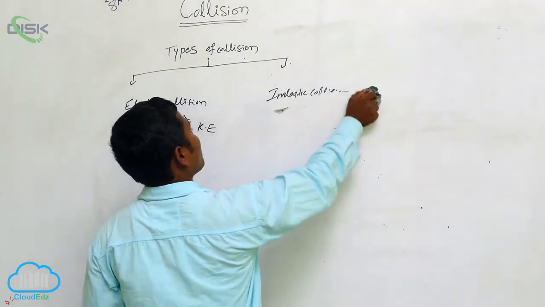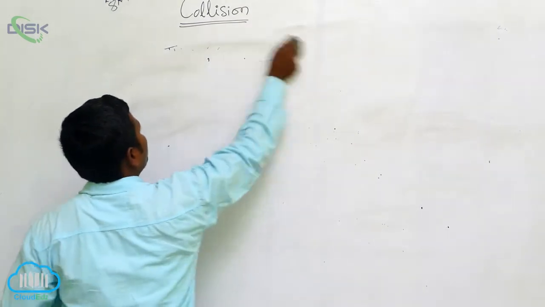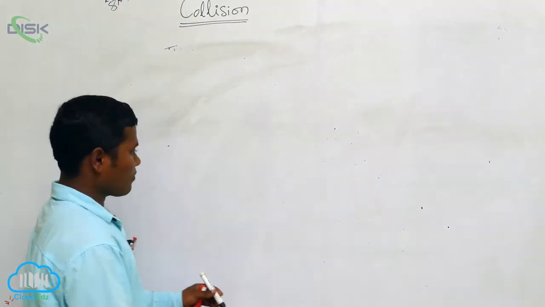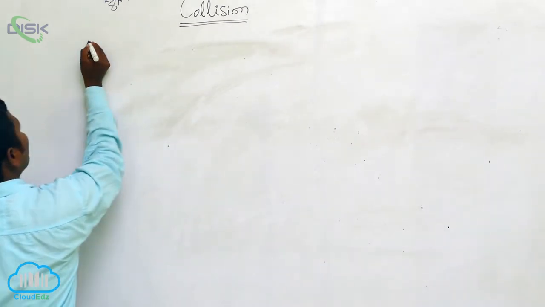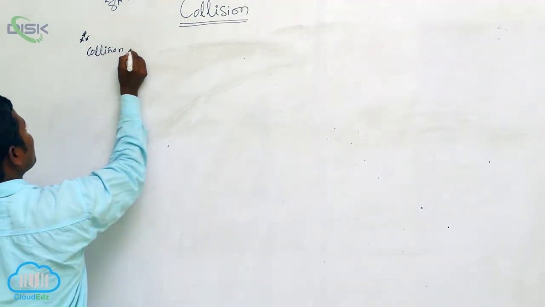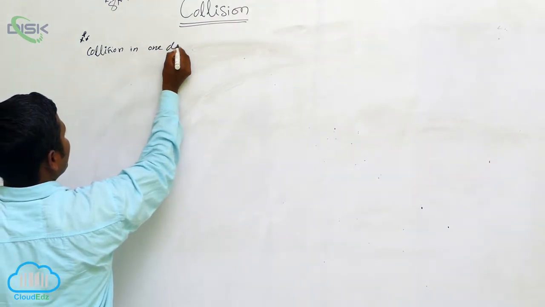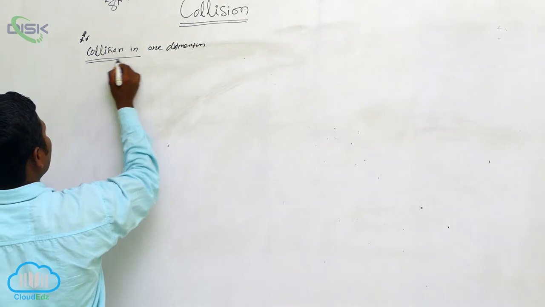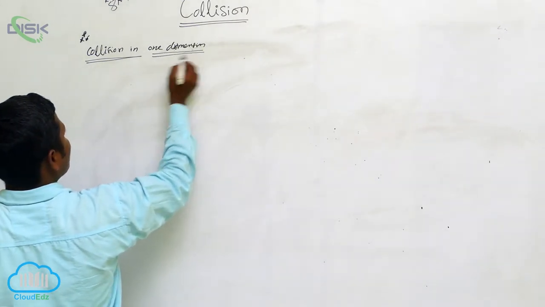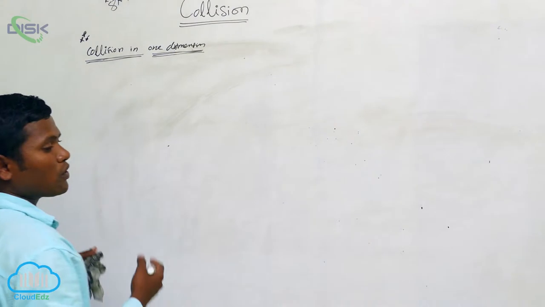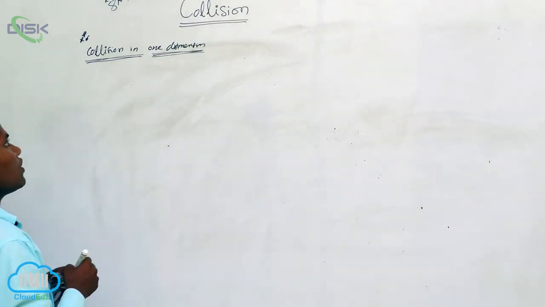Now we are going to derive the equations for collision. Collision in one dimension, very, very important. How are we going to derive those equations? How does the collision happen in one dimension? Two dimensions is also there, which we will see at the end of the class. First we will discuss collision in one dimension.